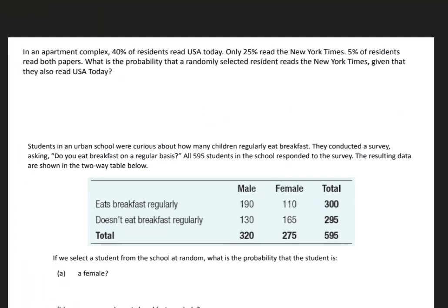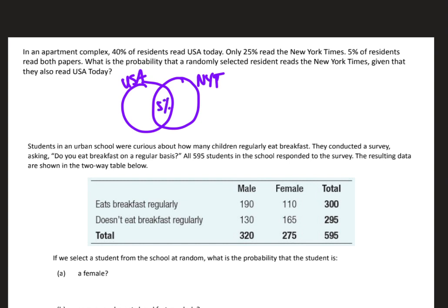Okay, so it says, in an apartment complex, 40% of residents read USA Today, only 25% read the New York Times, and 5% of residents read both papers. Okay, so let's make a Venn diagram of this situation. So we have USA Today, and we have the New York Times, and we know that 5% read both.